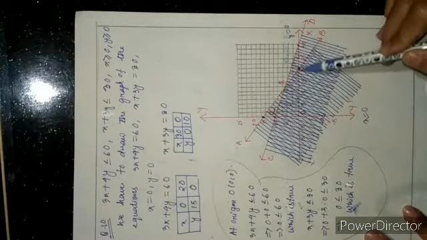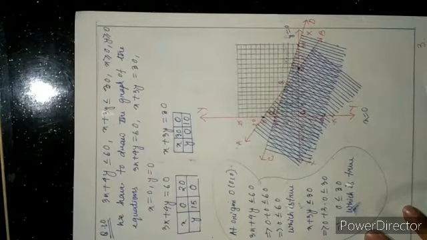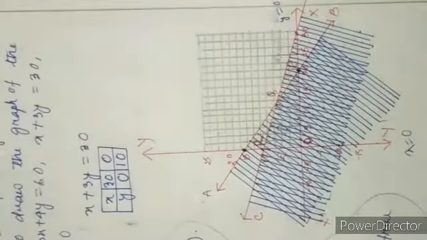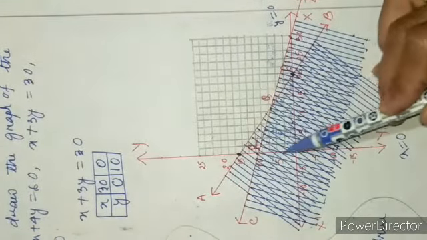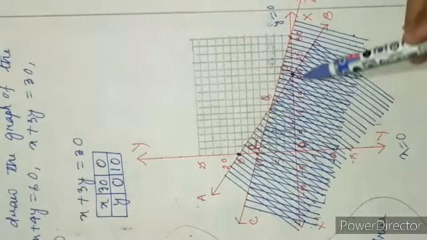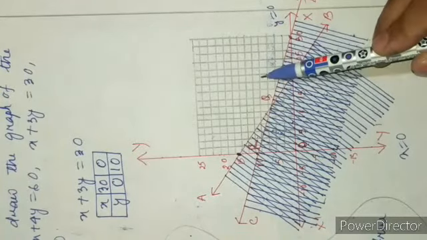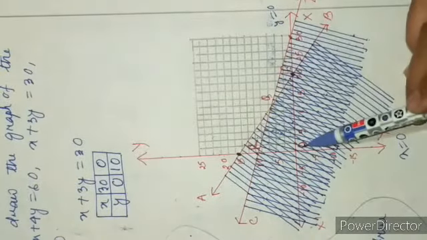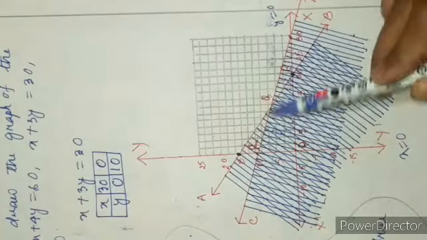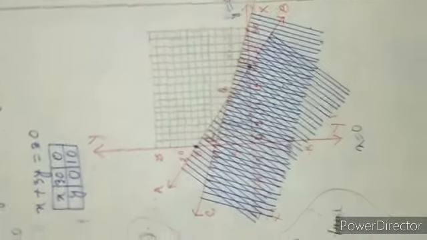The graphs together form a quadrilateral. Name the points O, P, Q, R. On the graph, this is O, this is P, this is Q, this is R. The quadrilateral OPQR is the multiple-sided region that satisfies the first inequality, the second inequality, and x greater than or equal to 0 and y greater than or equal to 0. This is the solution region.